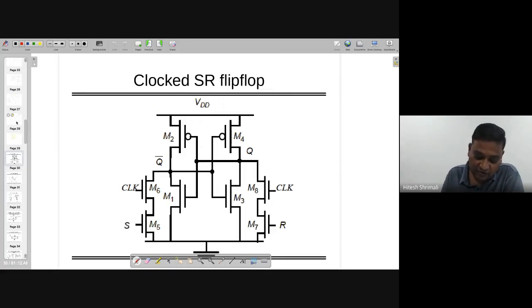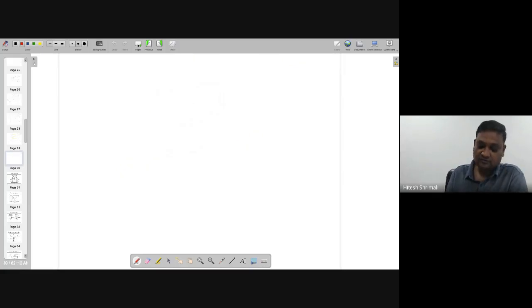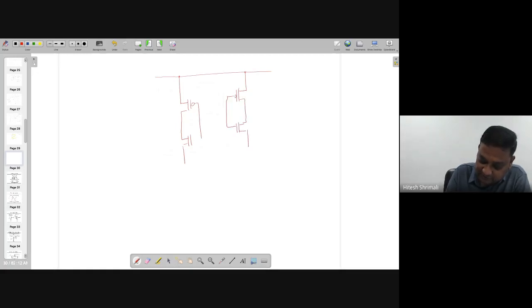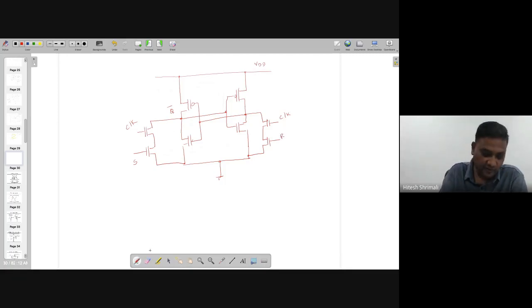So if you are designing such a state, you can design it with the clocked SR flip-flop. Note that I am calling it a flip-flop because it uses the bistable network, which is these cross-coupled inverters, and along with that, we may have this kind of structure which is made up of CMOS technology.